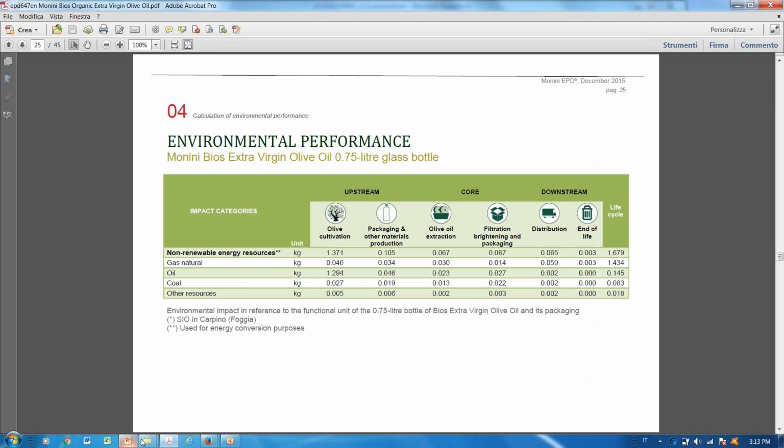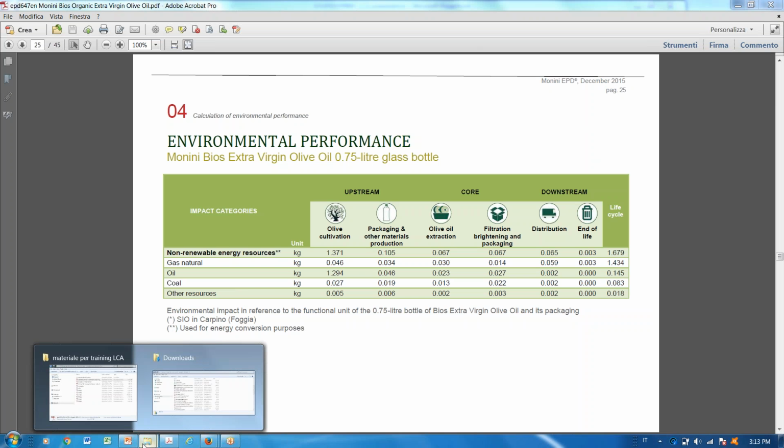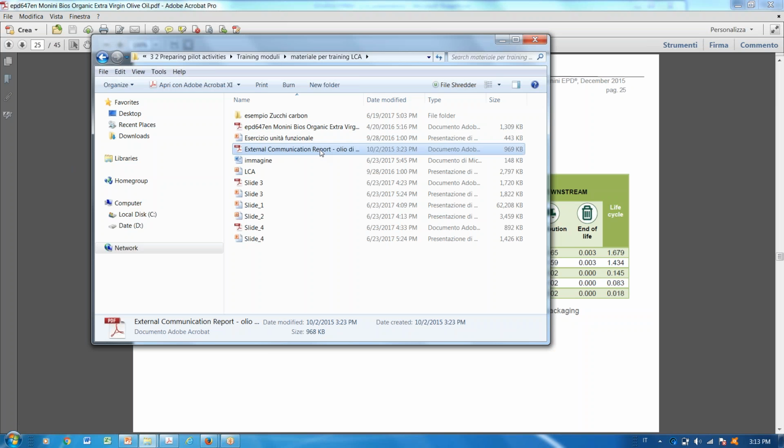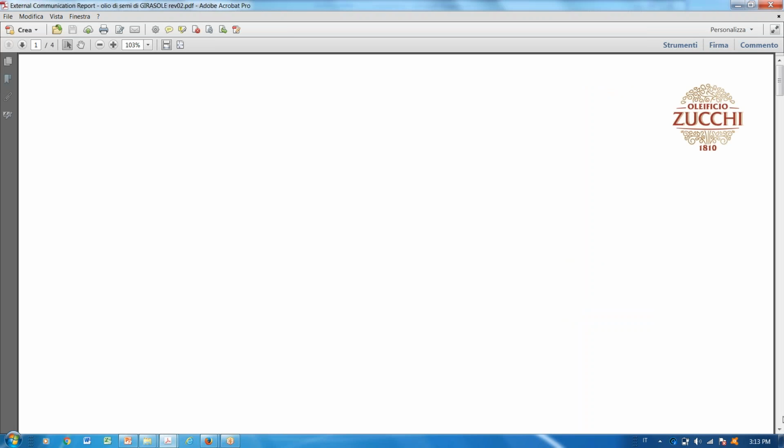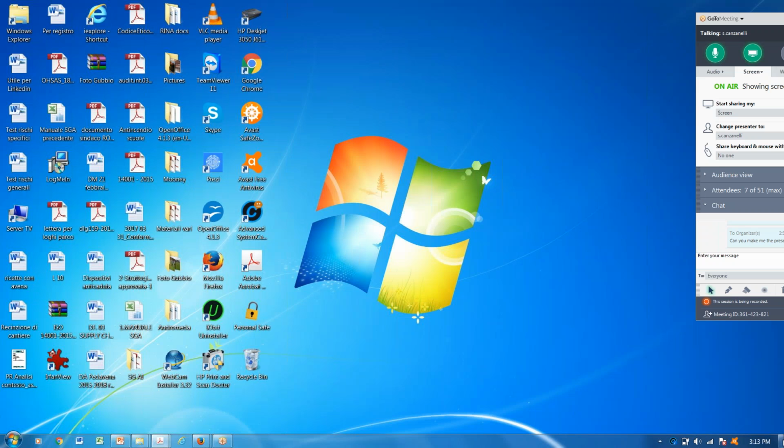So let's close this one, and this is another example of ecological labels. My computer is really slow. Okay. We'll see. It's terrible, believe me.